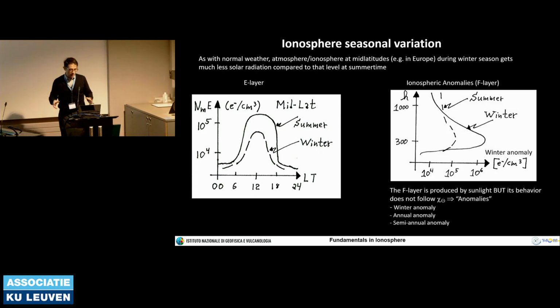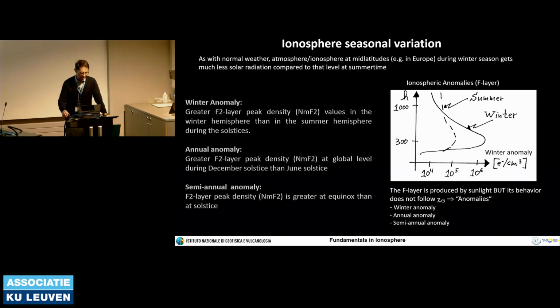So you start experiencing some anomalies while you consider the F layer. I don't have time to go into the detail of these anomalies of the ionospheric behavior, which are called the winter anomaly, the annual anomaly, and the semi-annual anomaly, but I have put some slides for you. You will get access. Just in brief, the winter anomaly is that you have a greater F2 layer peak density in the winter hemisphere than in the summer hemisphere during the solstices.